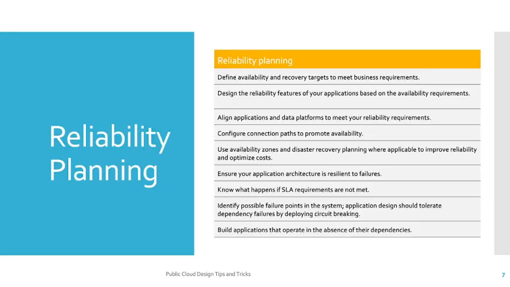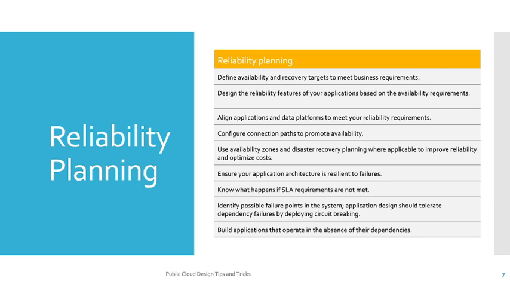Now let's try to understand reliability planning. When we say reliability planning, it has a few points. First is define. What is defining? You are going to define availability and recovery targets to meet business requirements. That means you have to define a target, what exactly your business is looking for, and based on that you have to be very clear what exactly you need to achieve.